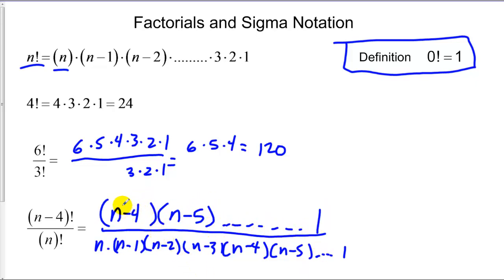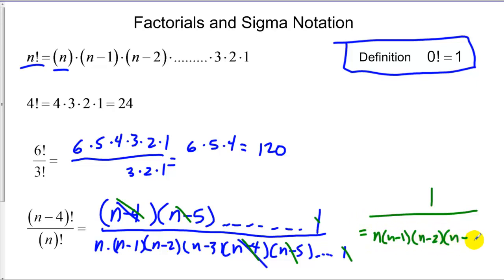You'll notice everything from n minus 4 down to 1 is going to reduce with a like term in the denominator. So this term goes here. Let's do it in green so you can see it a little better. These are the same. These are the same. And then everything all the way until 1 is going to be the same. So those will all reduce, leaving me with an expression of 1 over n times n minus 1 times n minus 2 times n minus 3. And that's how that reduces out.